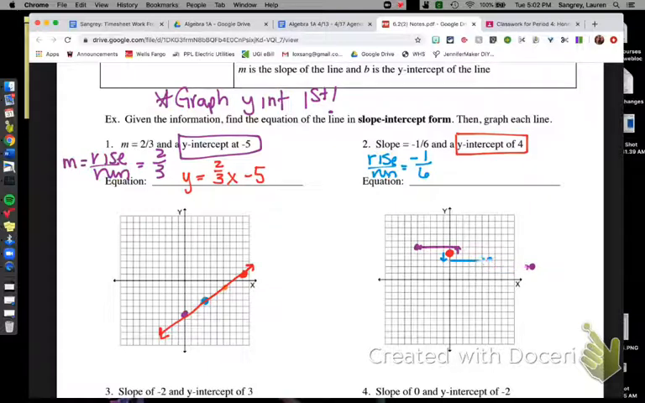Then I'm going to erase these arrows so that I'm just left with my dots. Then we connect the dots, and there's our line. Our equation is y equals -1/6 x plus 4.